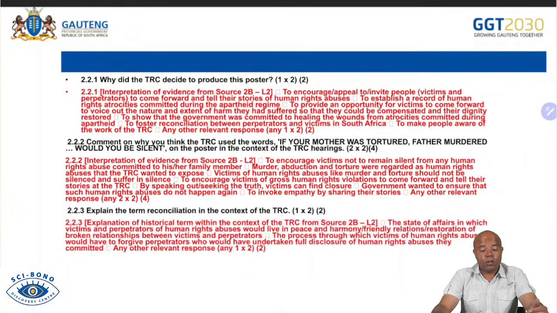Last one, 2.2.3, it's a definition. Explain the term reconciliation in the context of the TRC. Let's go to the answer immediately. The state of affairs in which victims and perpetrators of human rights abuses would live in peace and harmony, friendly relations, restoration of broken relations between victims and perpetrators, the process through which victims of human rights abuse would have to forgive perpetrators who would have undertaken full disclosure of human rights abuses they committed, basically.